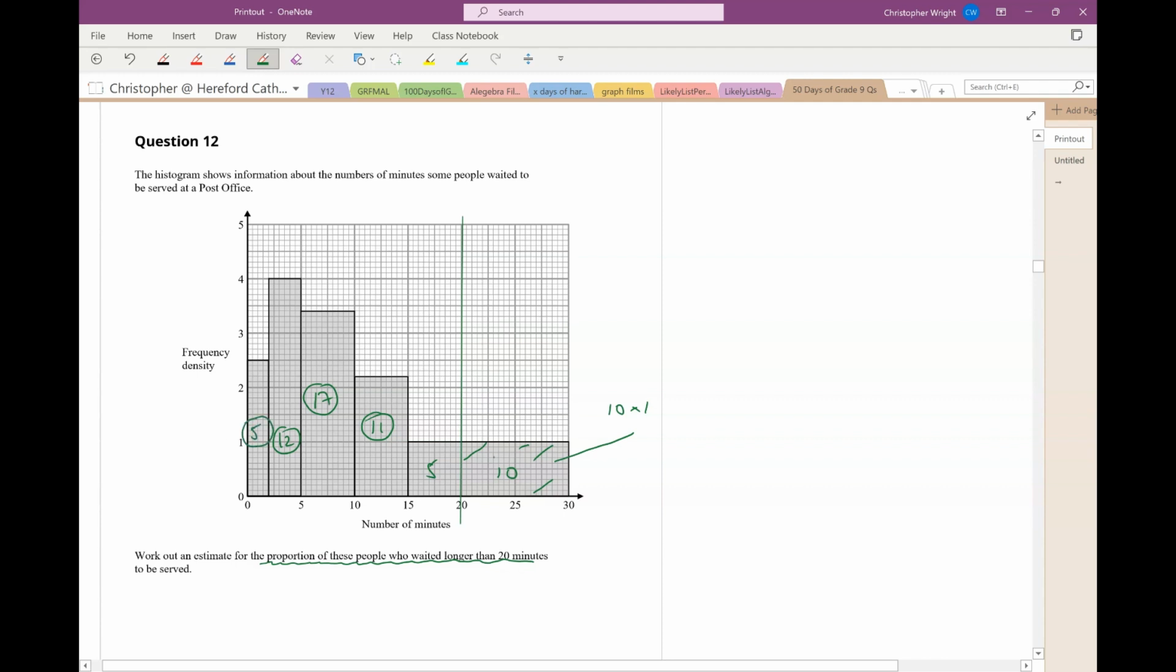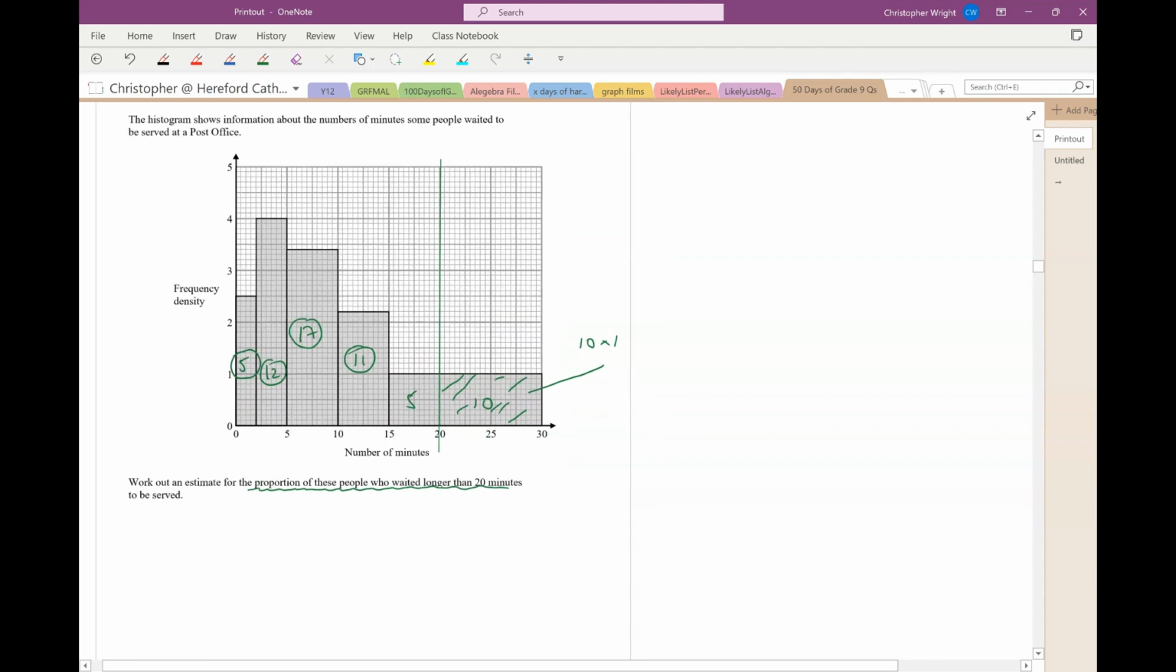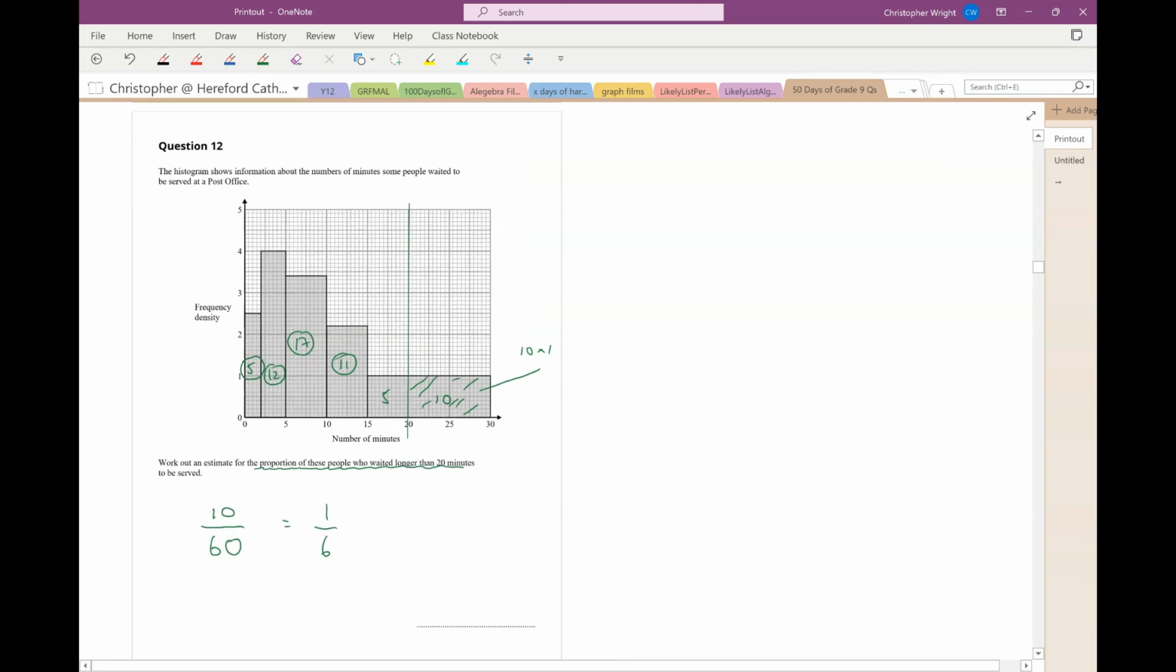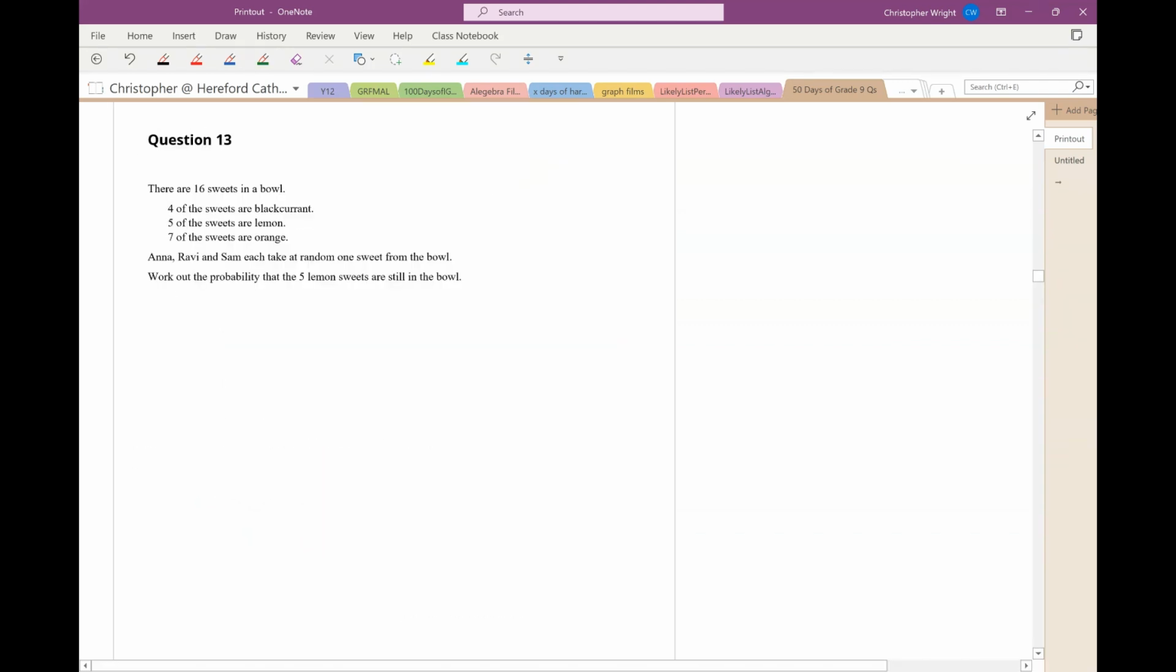Right, so the proportion of people who waited longer than 20 minutes, well, it's an area of 10 out of the whole area. Let's have a look. 17, 34, 35, 45, 50, 60. So it's 10/60ths of the area, and so the proportion of people is a sixth. Question 12 done. Question 13.